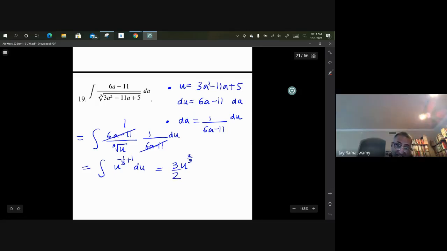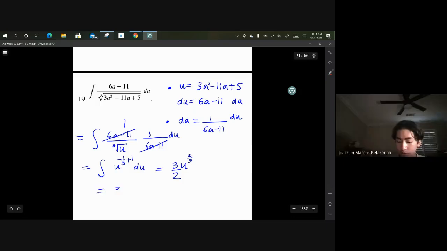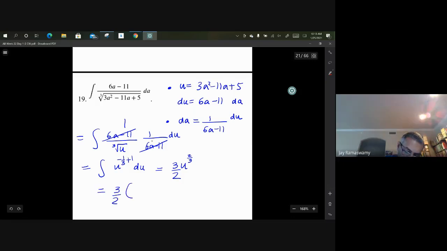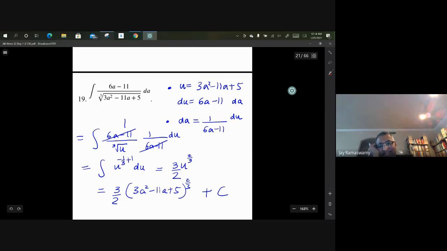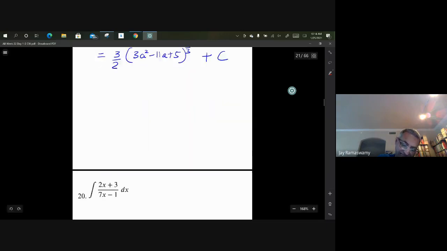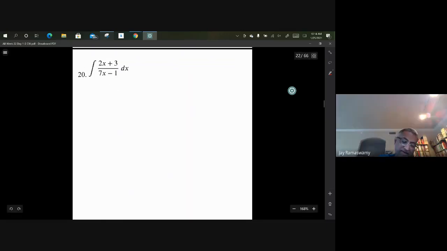Absolute last step. At this stage, guys, we're just plugging in. Substitute. So u is after all 3a squared minus 11a plus 5, over 2, up to the power of 2 over 3, plus c. Ta-da! Wasn't bad at all, right? Yes.